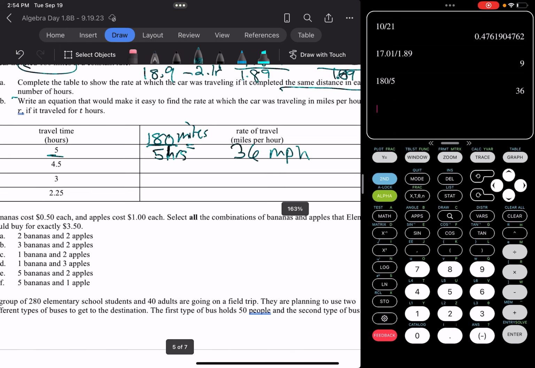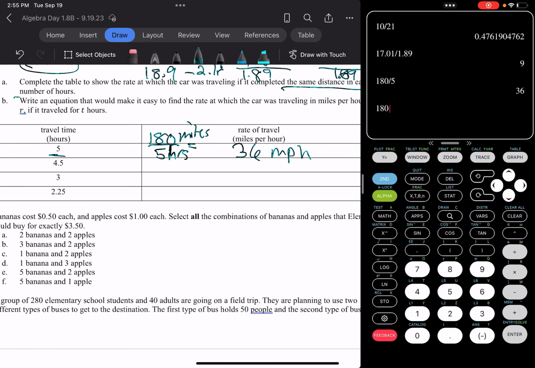Then we're going to try it with the next one. We're going to do 180 divided by 4.5. Now, they're going the same amount of distance in a smaller amount of time, which means they should be going faster.